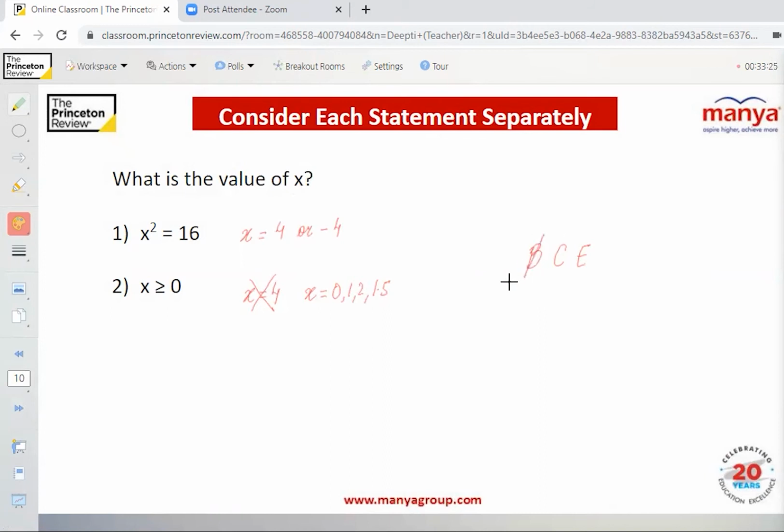So we will cross off B. So we are left with C and D. At this step, you have to combine the information from the two statements. If I combine the information from the two statements, I get x equals 4. I'm getting a specific answer to the question. So my answer to the question is C, right? Remember that you must consider each statement separately before you go to the step of combining the information from the two statements.